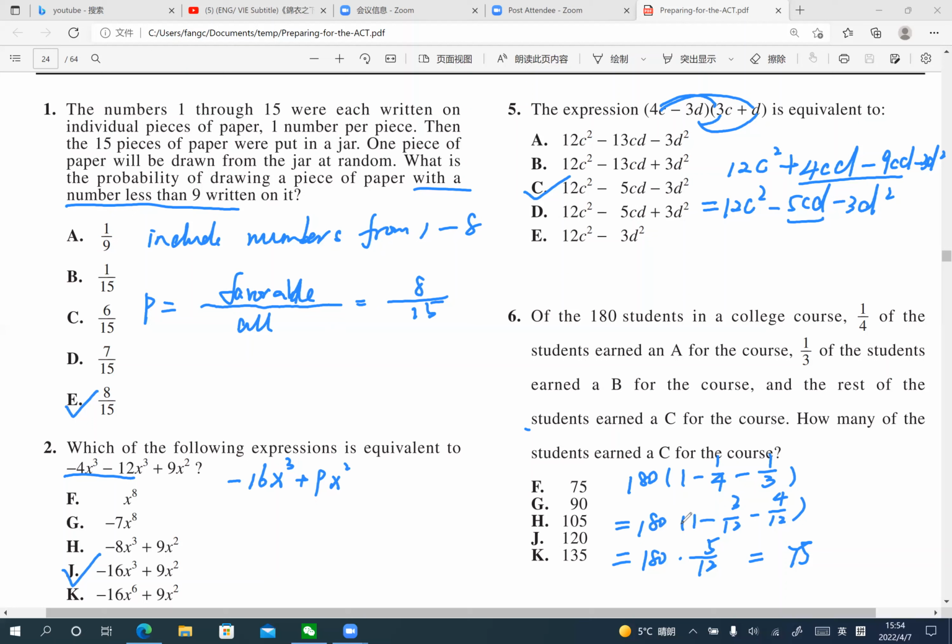So 180 times 1 minus the fractions 1/4 and 1/3. We rewrite them with the common denominator. So 1 minus 3/12 minus 4/12. So 1 minus 3/12 minus 4/12 is 5/12. So 180 times 5/12 is 75. So we should choose option F.